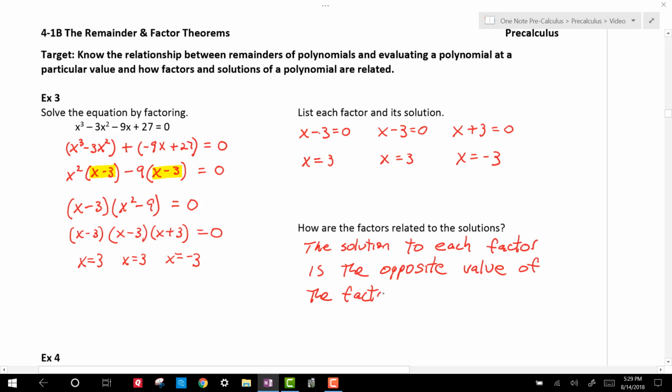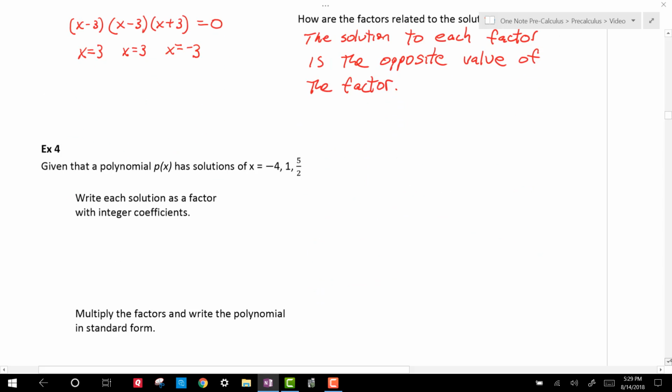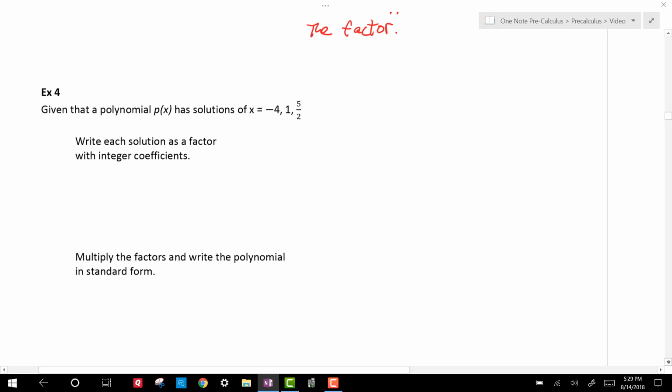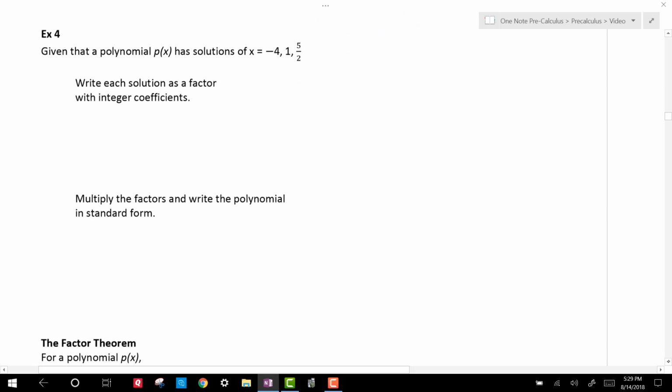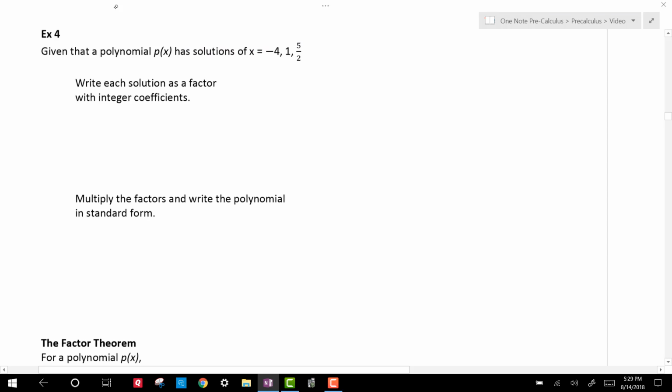If you already knew that, that's great, but you need to understand that going forward, because in the next case, we're going to take a polynomial, p of x, so instead of f of x, we're just using p of x, and we're going to say that this polynomial has solutions of x equals negative 4, x equals 1, and x equals 5 halves. The first thing it tells us to do is write each solution as a factor with integer coefficients. So we need to think about this.